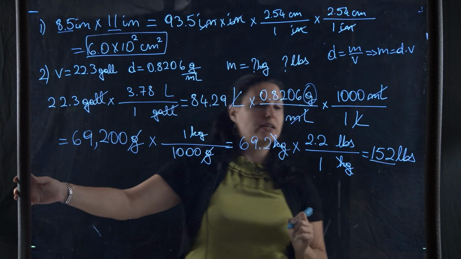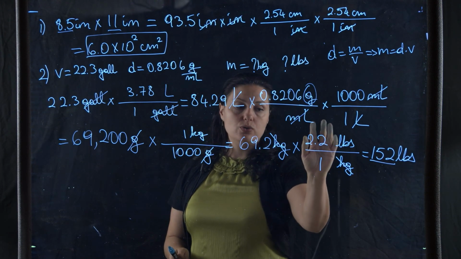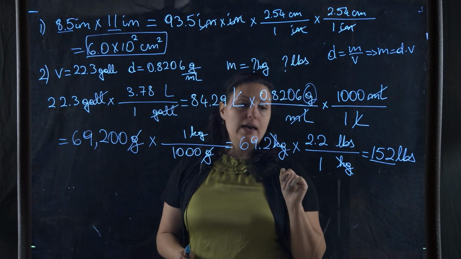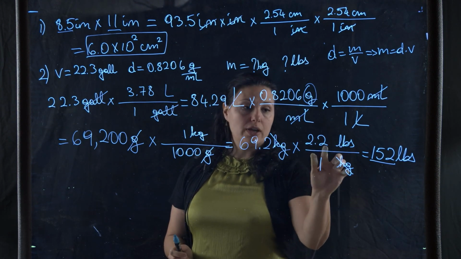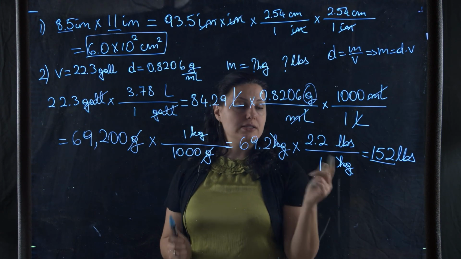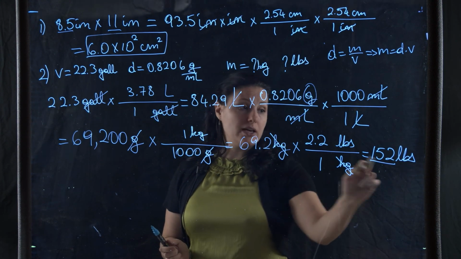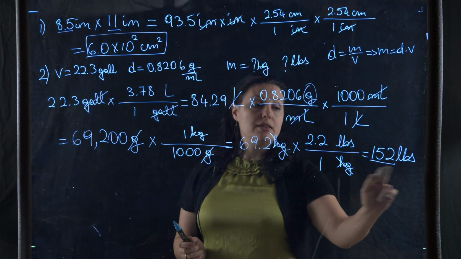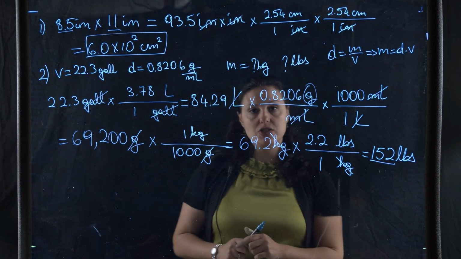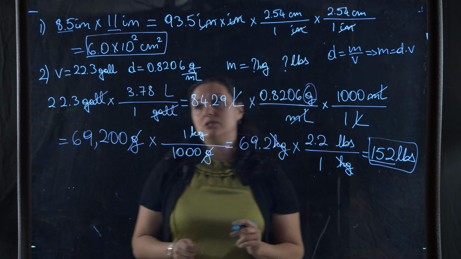Once again, with 3 significant digits. I don't count this because this is 2.2. This is actually a conversion factor, so the numbers in there are considered exact. They don't enter into the significant digit tabulation. But 69.2 has 3, so the pounds, this answer should also have 3 significant digits, and it does. So it has 152 pounds.